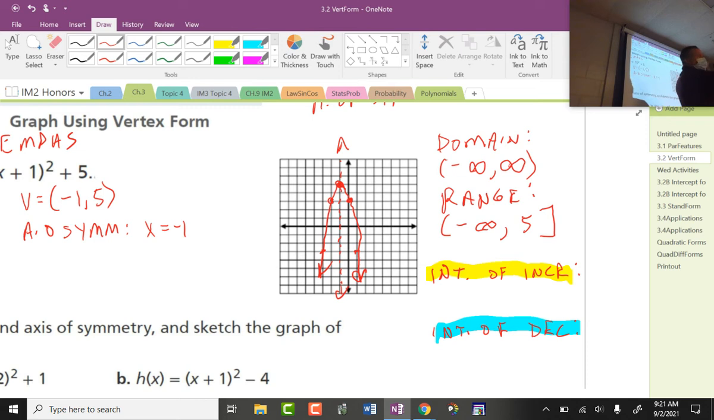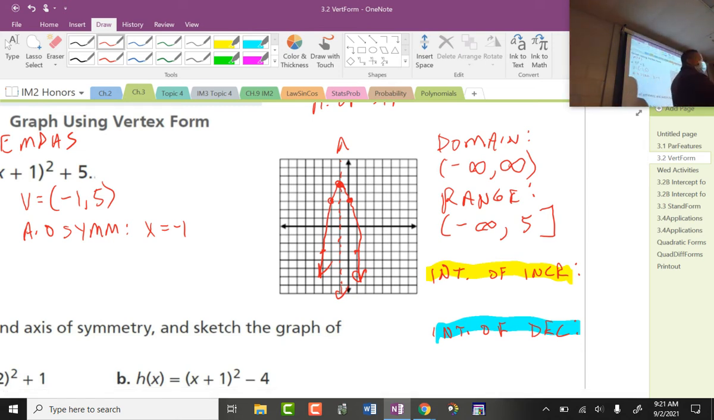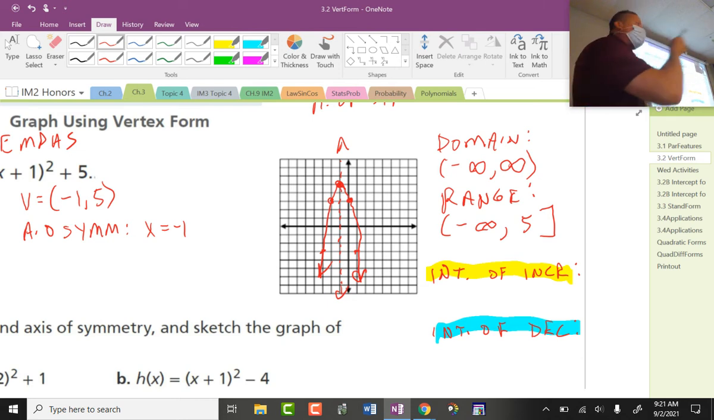Oh, I forgot to talk about extrema. We'll talk about that later. The fact that this has a maximum, actually. This is the maximum y value. But we'll talk about that tomorrow, and I'll make sure I insert that in the notes. So it's a bracket on 5 because 5 exists.